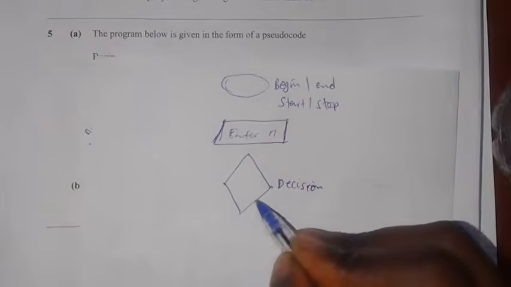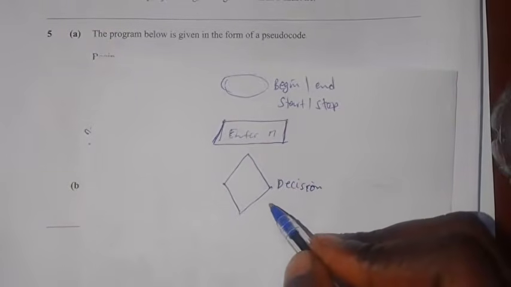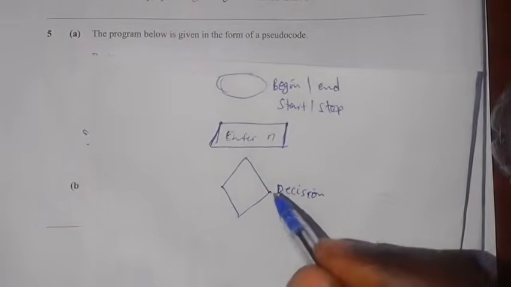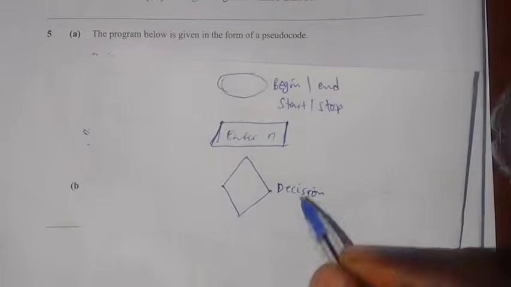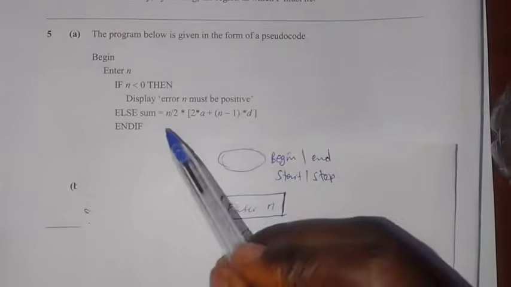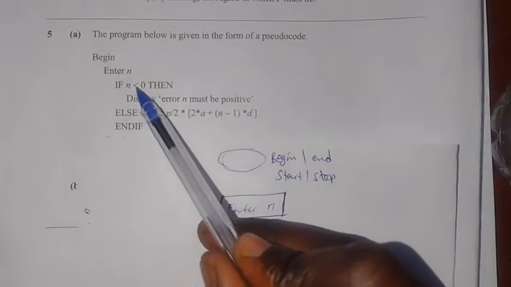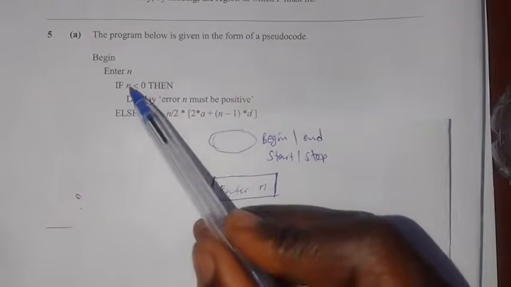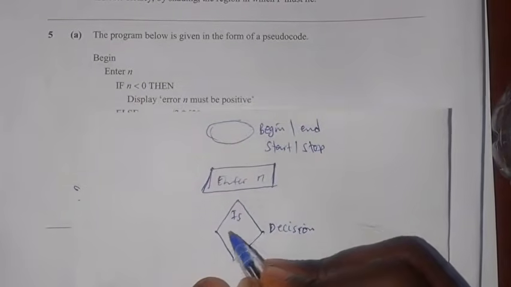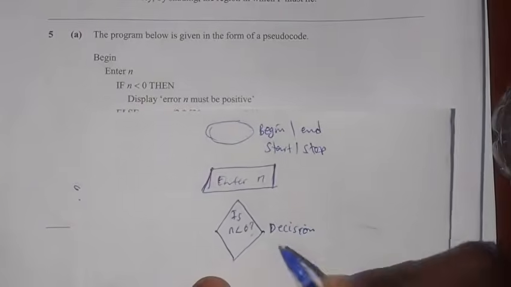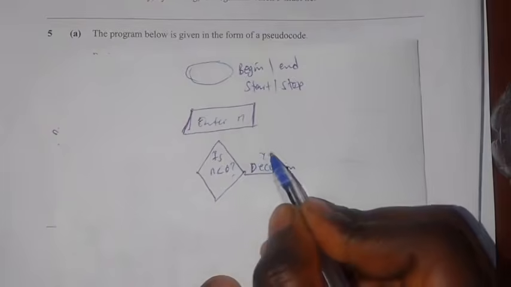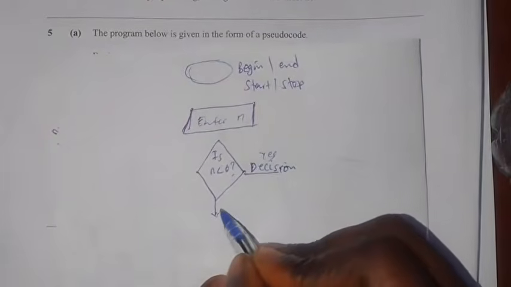This is a decision shape where decisions are made. You can make statements: is this greater than this? Is this less than that? So this is the shape where decisions are being made, like there is this one: if n less than 0. This statement you need to put here, where you write is n less than 0, and even put a question mark. Because it's a decision, it will give us the yes and the no.